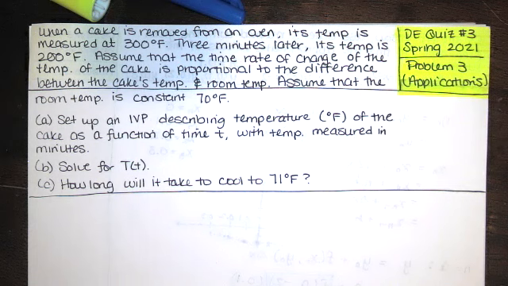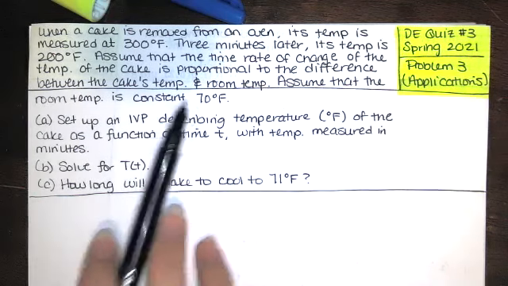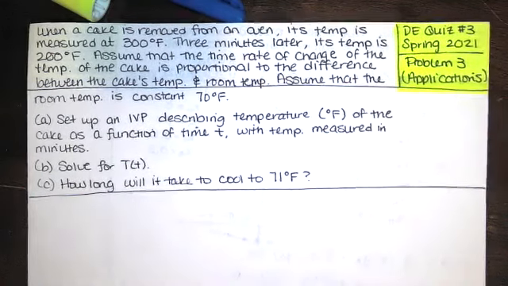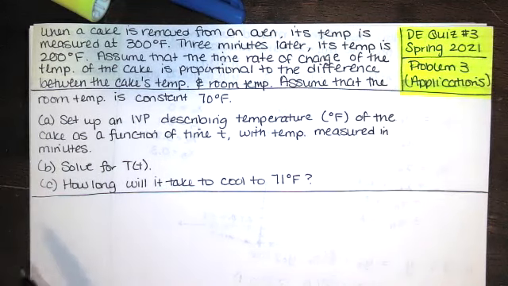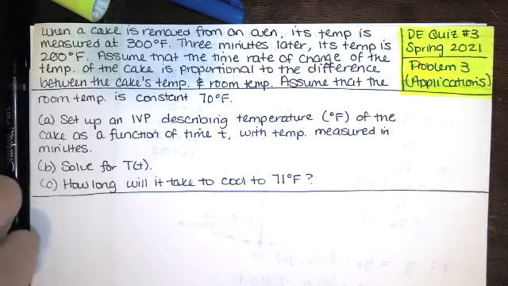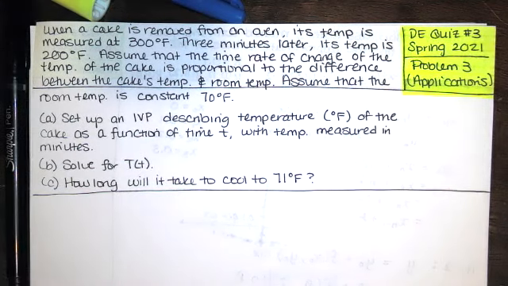In part A, we're asked to set up an initial value problem describing the temperature in degrees Fahrenheit of the cake as a function of time with time measured in minutes. Then we're asked to solve for T of t, and then we're asked how long it will take to cool the cake to 71 degrees Fahrenheit. Okay, so that's room temperature, or 1 degree warmer than room temperature. Well, first let's state everything that's given, and then we'll use the given information to set up the initial value problem.